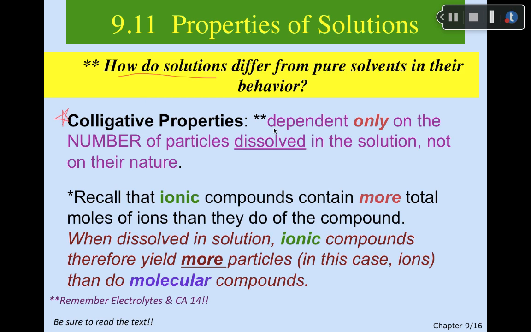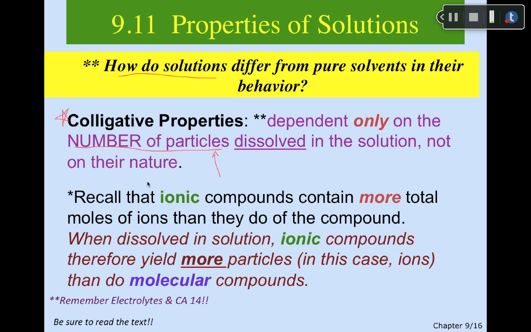These are the properties which depend only on the number of particles dissolved in the solution, not on their nature. As discussed in class, these particles can be either ions or molecules, and so it depends on the number of these present in the solution, no matter which they are, whether ionic or molecular.